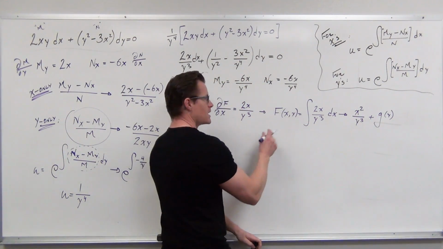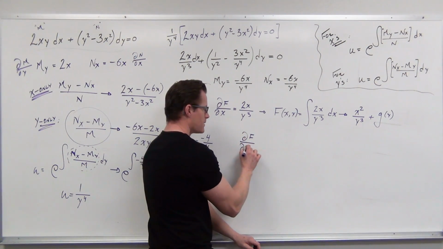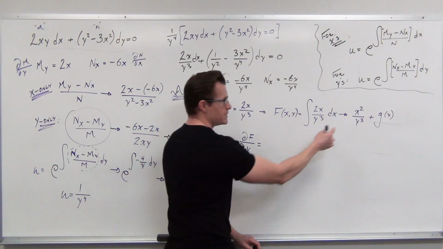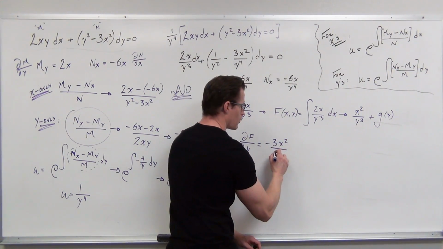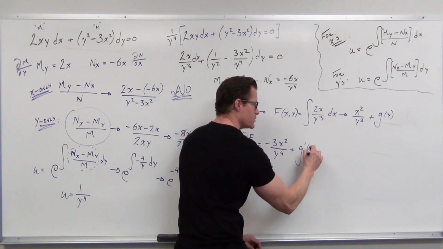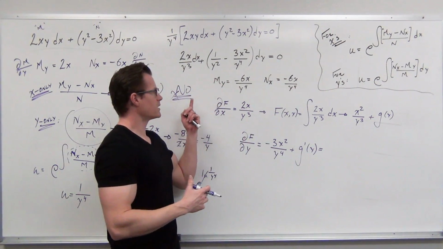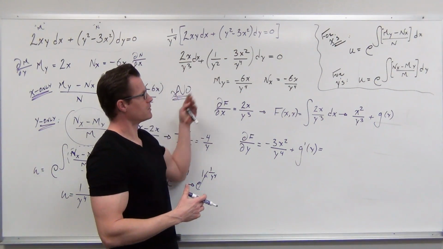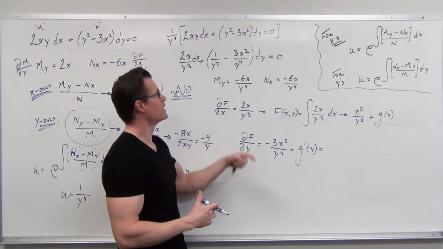Now, the next step is, let's take a partial derivative of f with respect to y. Well, that would be that whole negative 3x squared over y to the fourth plus the first derivative of g with respect to y. And the reason why we do that, we integrate m with respect to x, take a derivative with respect to y, and set it equal to n.